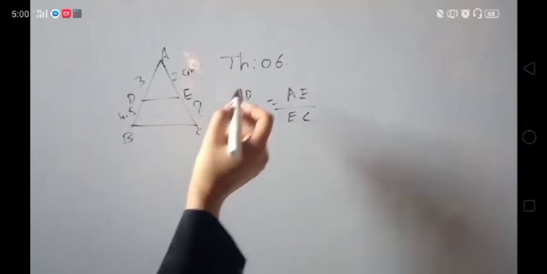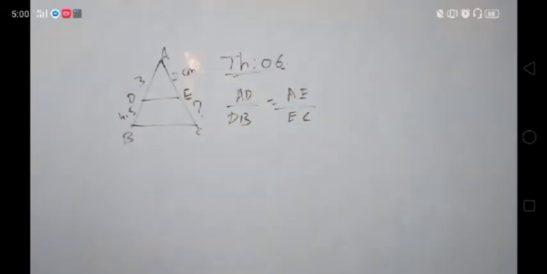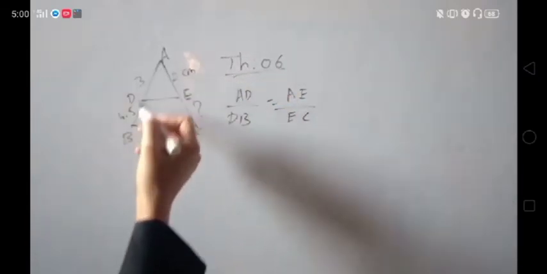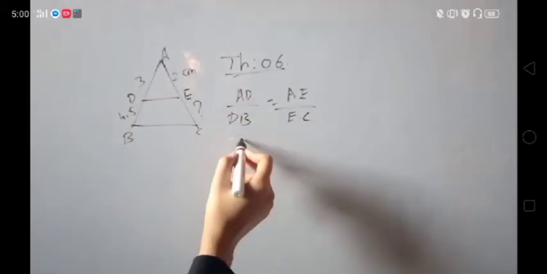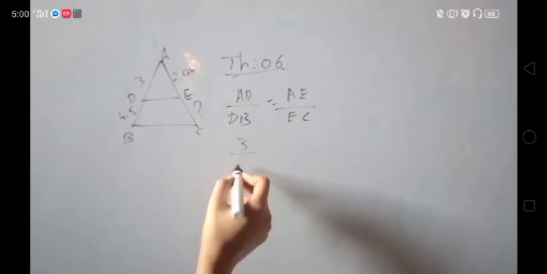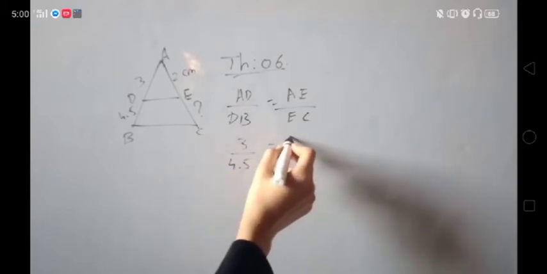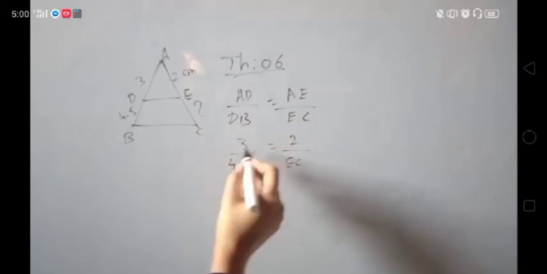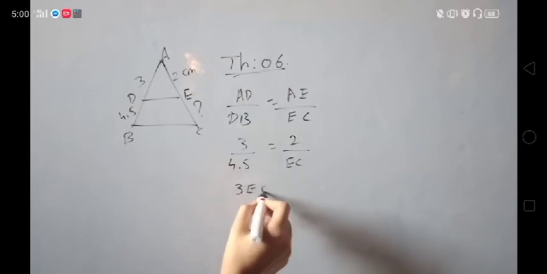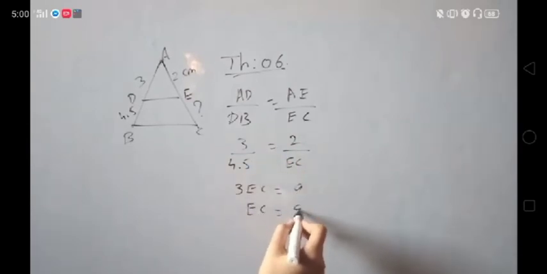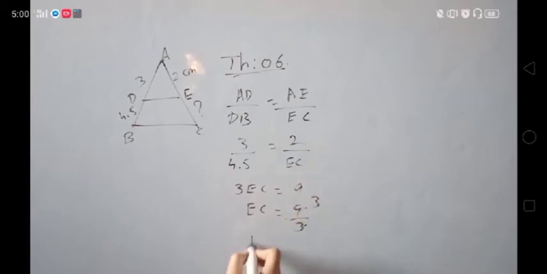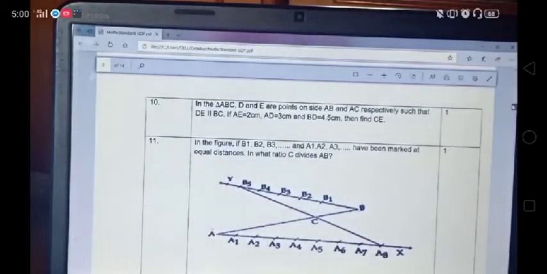According to the theorem, we take the ratio AD by DB is equal to AE by EC. Just substitute the values of AD, DB and AE. AD is 3 cm, DB is 4.5 cm, AE is 2 cm, EC. Cross multiplication: 3 EC is equal to 4.5 into 2, which is equal to 9. EC is equal to 9 upon 3. Three threes are 9. EC is equal to 3 cm. Next, we come to the 11th question.